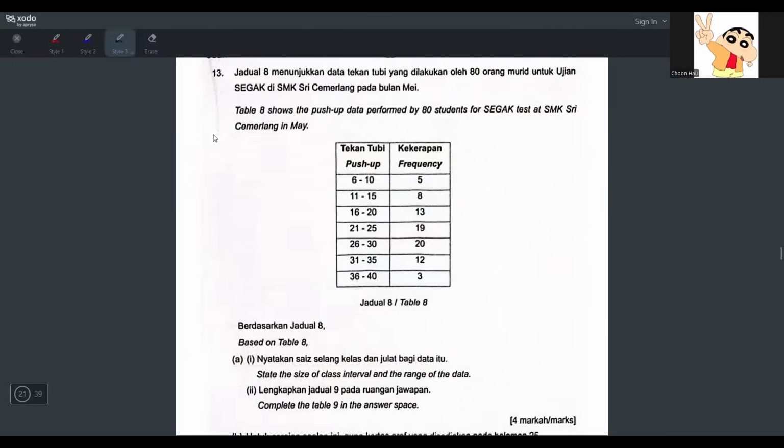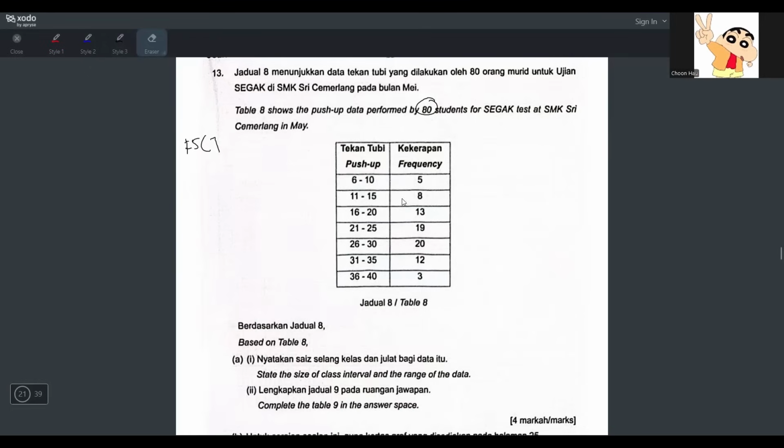Alright, let's do 13. So let's read the question. Table 8 shows the push-up data performed by 80 students for SEGA test at SMK 3 Cemerlang in May. So 80 is the total frequency. And also, which chapter is this? It's Form 5, chapter 7, called Measures of Dispersion for Group Data. How I know is because this is called a class. So when they give you class, then confirm it's group data.